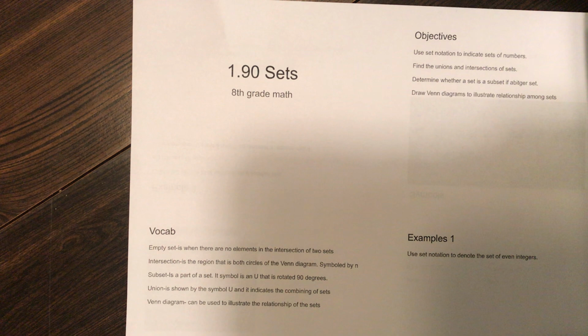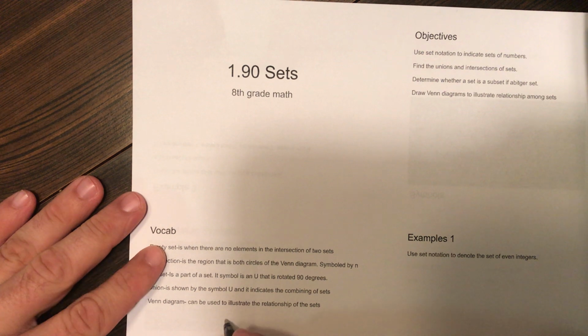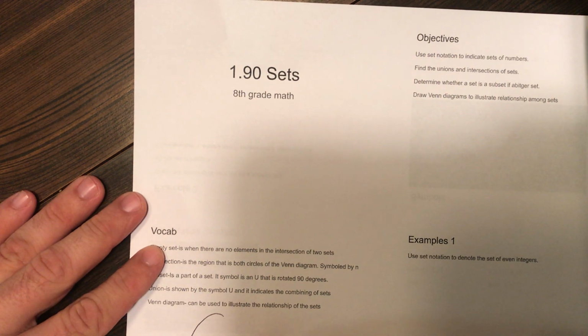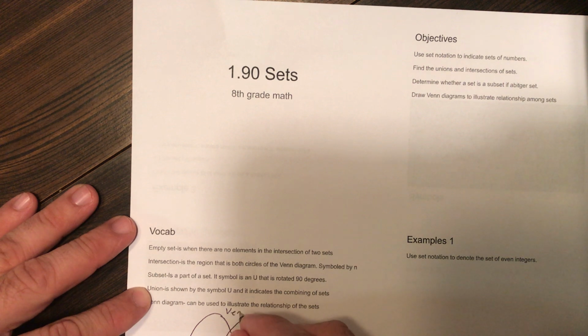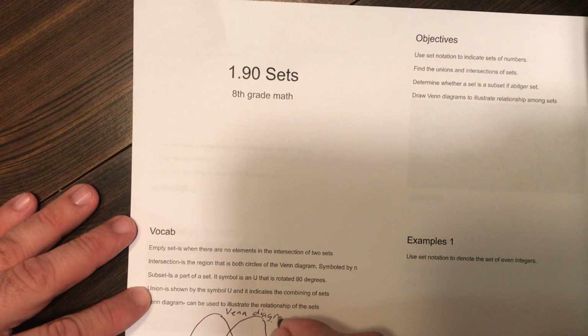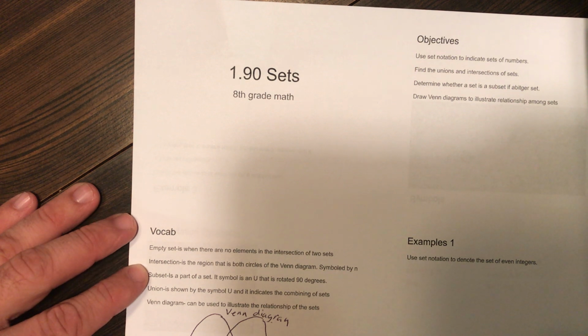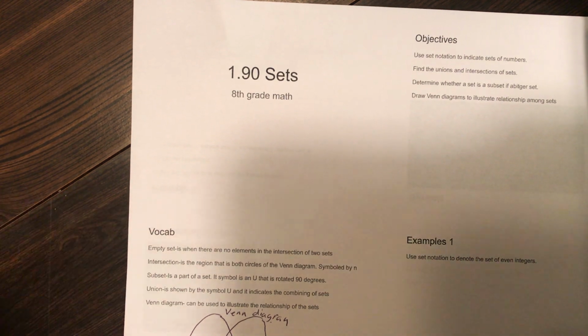And then a Venn diagram can be used to illustrate the relationship of the sets. Venn diagrams, as you might need a quick reminder, this is a Venn diagram. And this is your intersection right here. That would be your intersection.